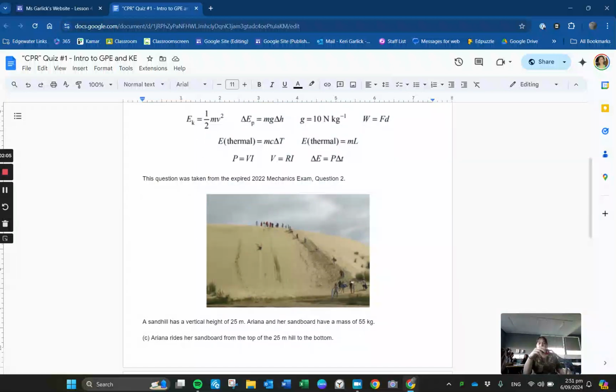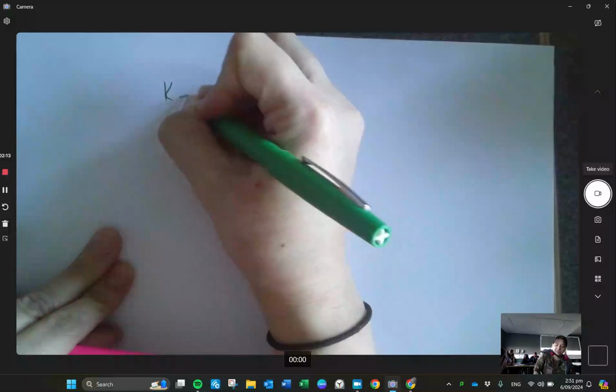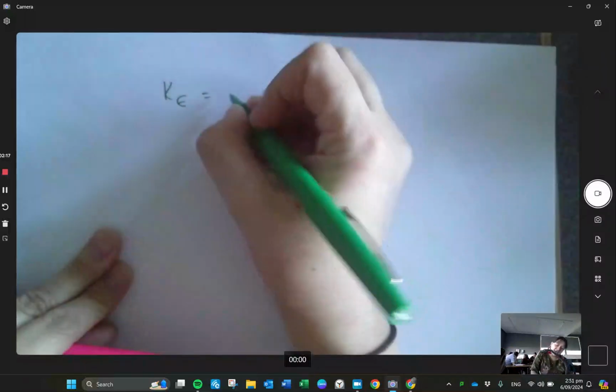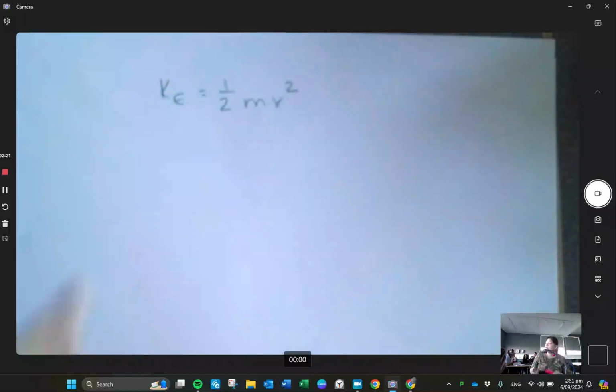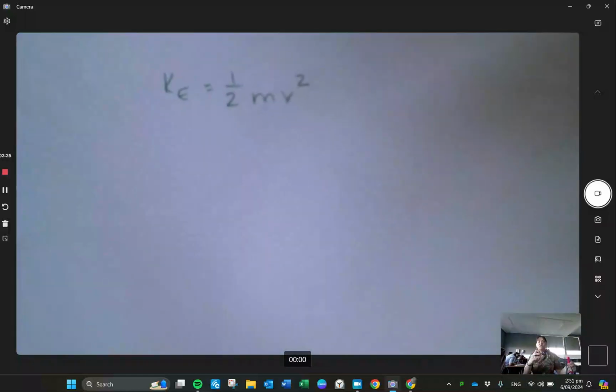So let's get to the document camera. I'm recording it so that you guys can always refer to it later. All right, so kinetic energy, KE, is 1/2 mass times velocity squared. So if I know the other variables, then I'm able to plug it in. One of the things that I was taught when I was learning physics that I find really helpful is listing out my knowns and then listing out my unknowns so I know how to rearrange the equation.